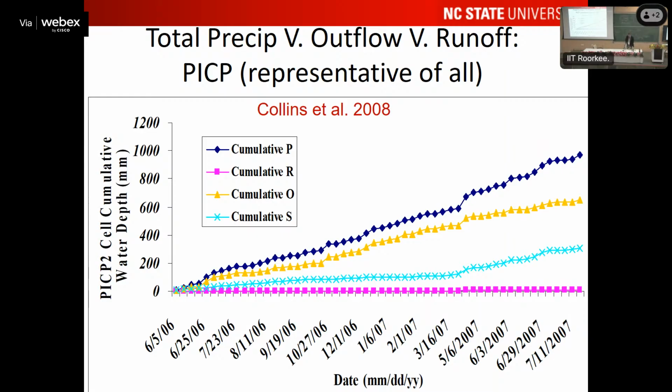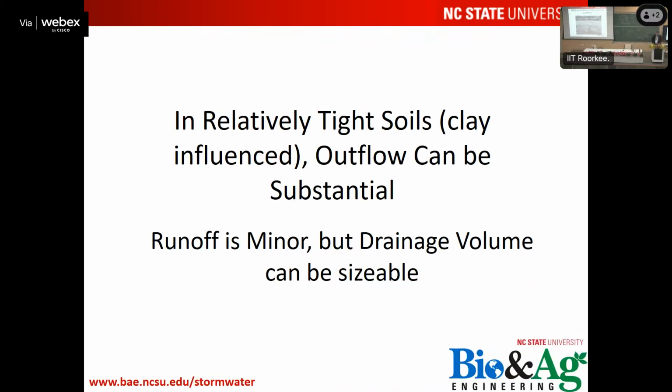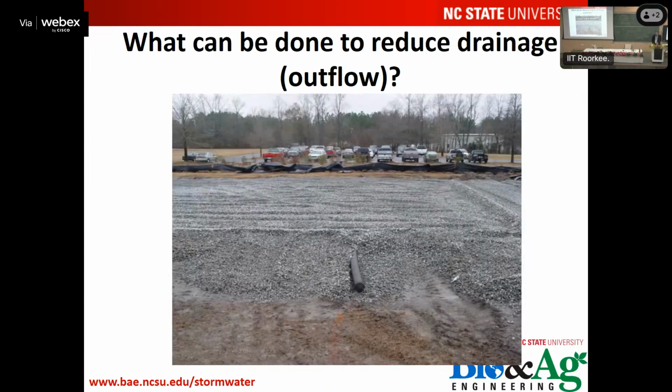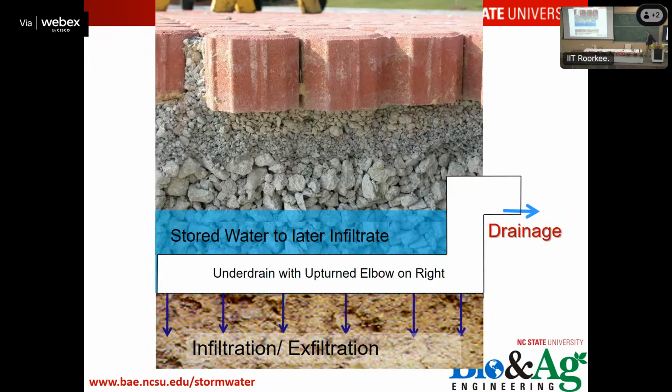But I do want to point out that in this particular case, due to compaction, we had a fair amount of outflow. All right. 2/3 outflow, 1/3 soaking into the ground. Now, what can you do to lower the amount of outflow volume? And the answer is this. And you're going to see me talk about this some today, and I will talk about it quite a bit on Friday when I discuss permeable pavement.